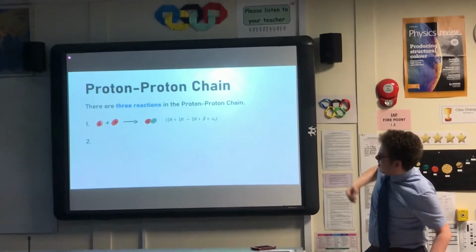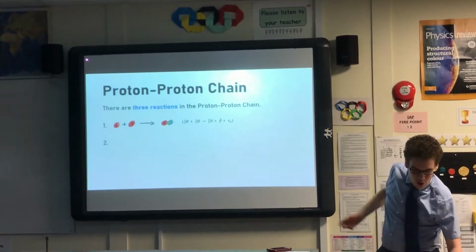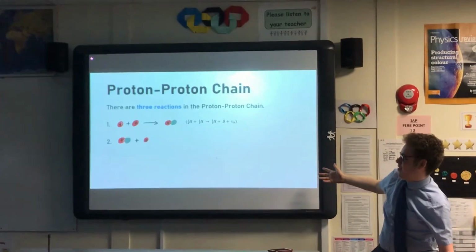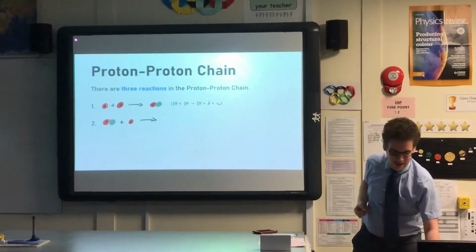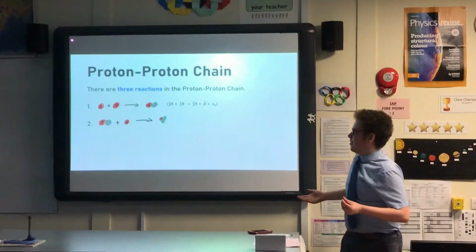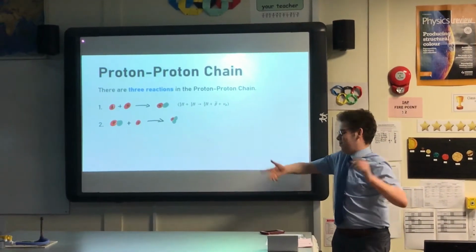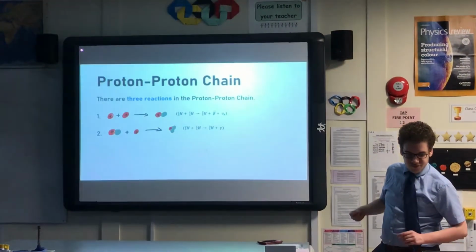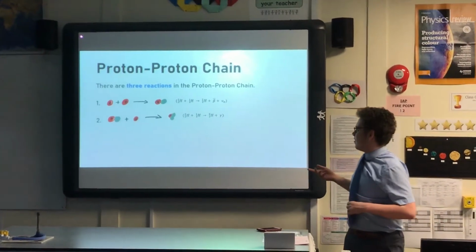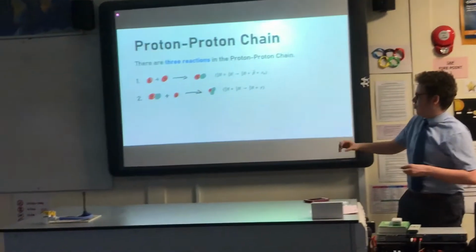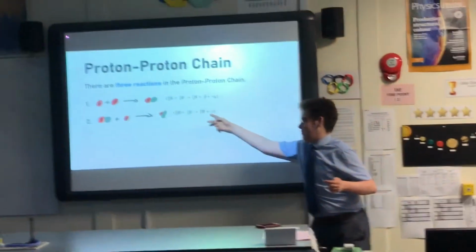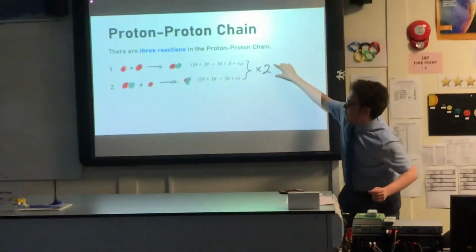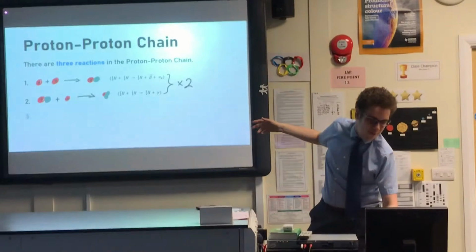Now, the second step in the reaction is this. We take that deuterium and we smash it against another proton. And this time, we get tritium, where that proton becomes a neutron. I forgot to do the decay, but it smashes together and also emits a bit of gamma radiation. Now we need to do those two steps another time before we get onto the final step.